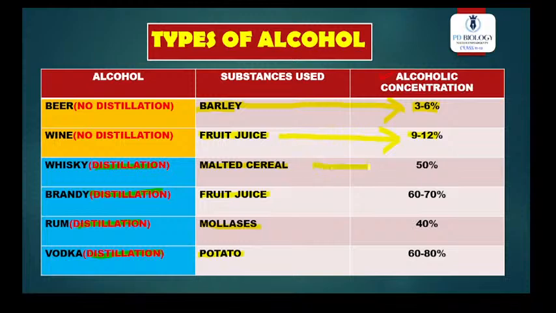In whiskey, the alcoholic concentration is 50%. In brandy, 60 to 70%. Rum, 40%. And vodka, 60 to 80%. So the percentages are to be remembered because some questions are asked from here. And it's very important to know which are distillation products, which are non-distillation products, and the substances from which the alcohols are produced.